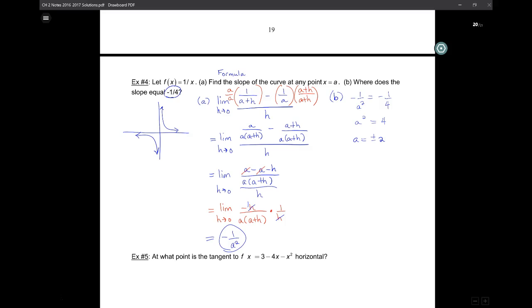Now, could we find the points where the slope is negative 1/4? So you could say negative 2, comma, what would be the y coordinate? Negative 1/2. And at 2, 1/2. Where am I getting the y coordinates? I'm just getting them from the original function. Now usually, if I ask you where, I'm usually just asking for the x value, but it's good practice to also find the y coordinate. Good?